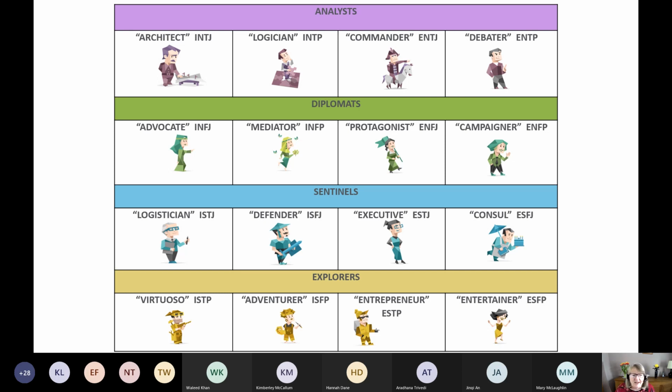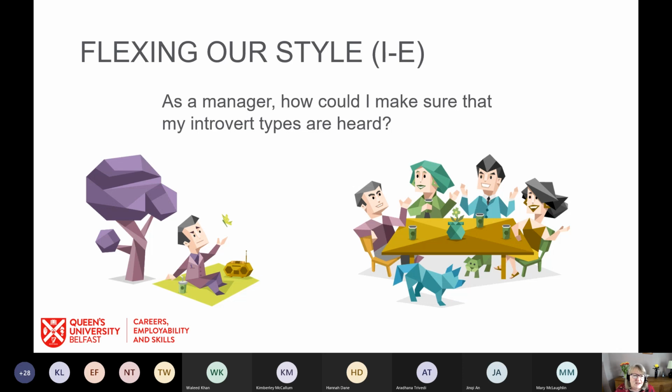Okay, so then just to look at some ways of flexing our styles, basically. And I really just want you to be thinking about these. We haven't time to go through these in any detail. But when you know what your style is and you're aware that other people have their own personality style as well, you have to think about how you can actually make use of that. So here are just a few questions to get you thinking about how that knowledge might be useful to you. So for example, if you were a manager, how could you make sure that your introvert types in your team are heard?